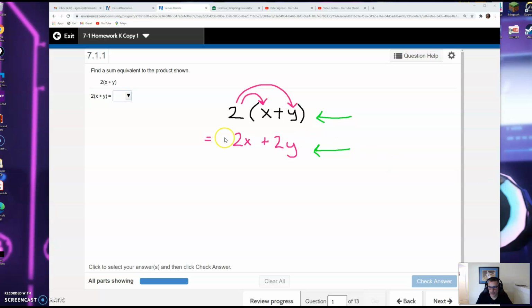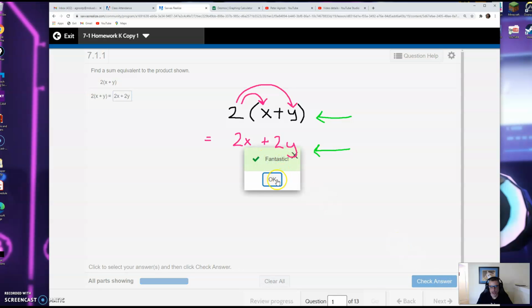So I go and I look at my choices. For the first choice here, notice that the y didn't get multiplied by 2. For the second choice here, notice that for some mysterious reason it became subtraction. And here's the correct choice right here. This last one is just all crazy. They multiplied the x and the y together for some reason. So my choice is 2x plus 2y.